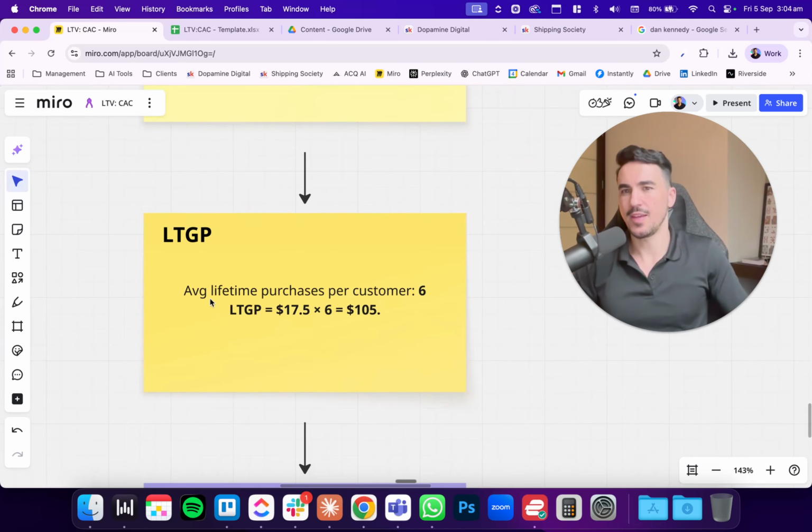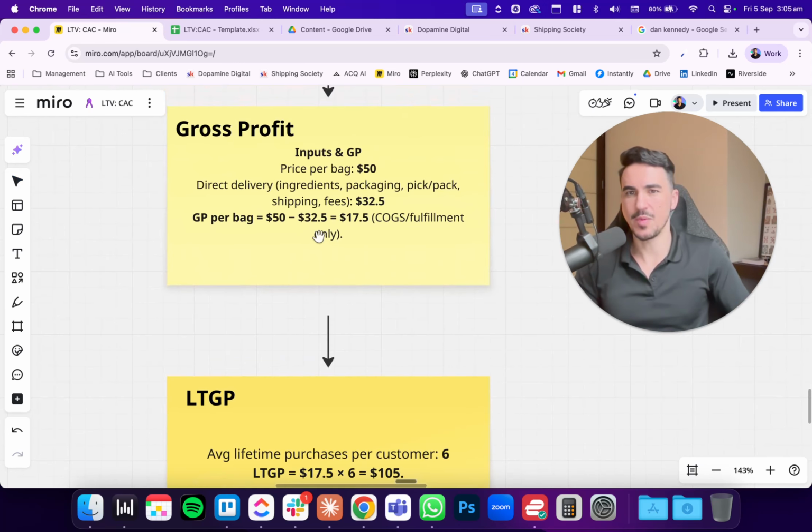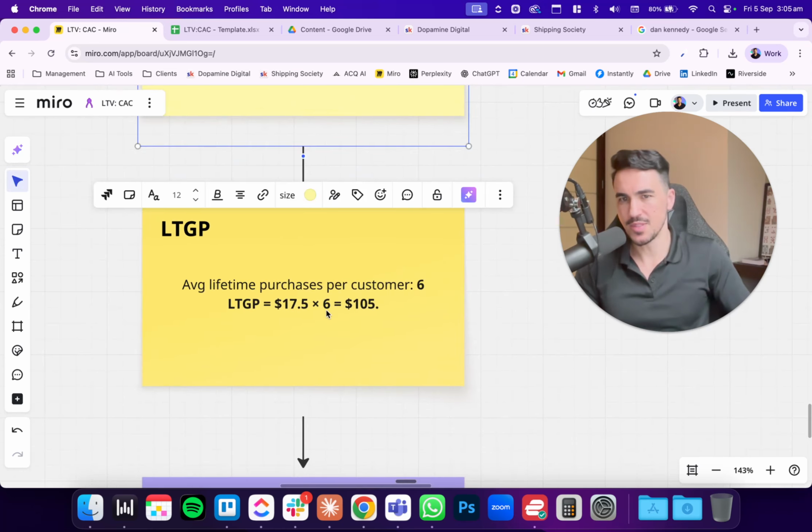And then the average lifetime purchases per customer is 6. So the lifetime gross profit is simply the gross profit, $17.50 times 6, which is $105.